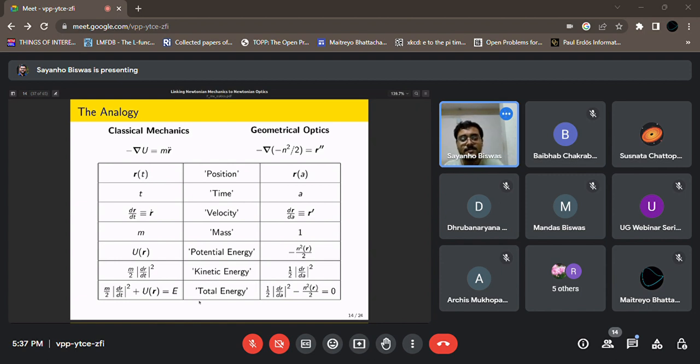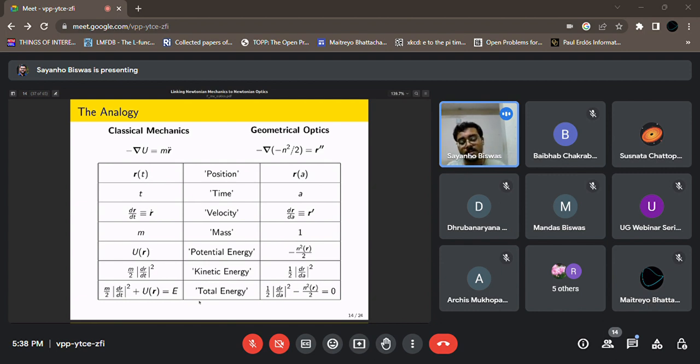We have a velocity. In classical mechanics, that velocity is dr/dt, which is r dot. And in geometrical optics, that is a quote unquote velocity. You must be very clear on this point: this velocity has absolutely nothing to do with the velocity of light in the medium. Because it is not dr/dt. If it had been mod dr/dt, then that would have been the velocity of light in the medium. No, this is quote unquote velocity, that means velocity as per my analogy, dr/dA, not r prime. Whatever mass we have in classical mechanics just gets replaced by 1 in geometrical optics.